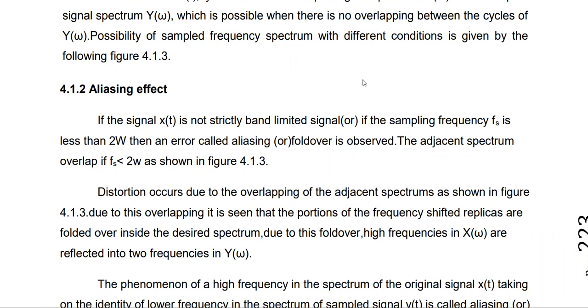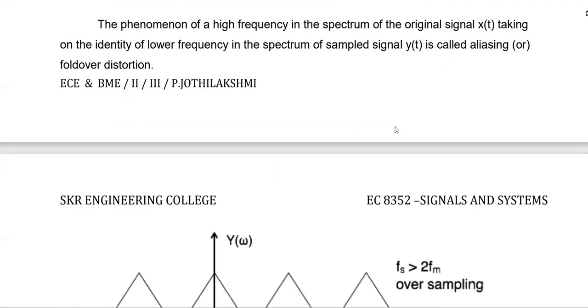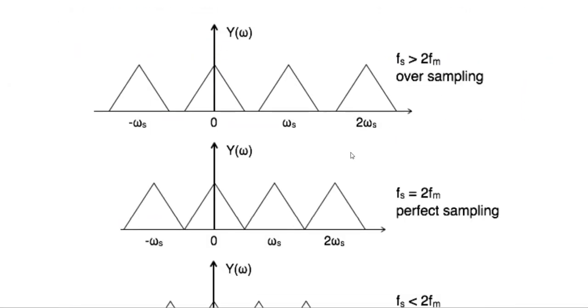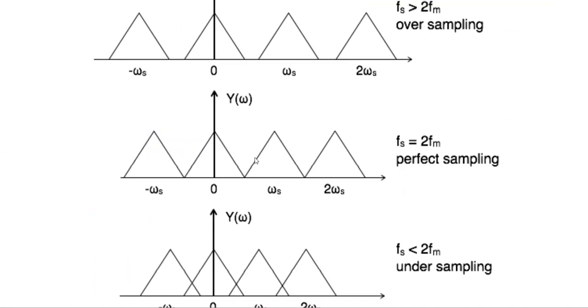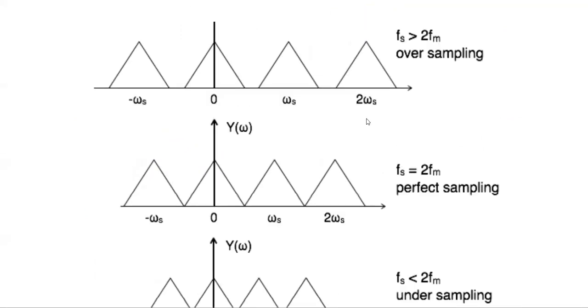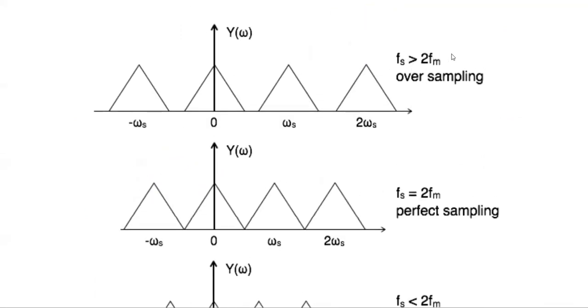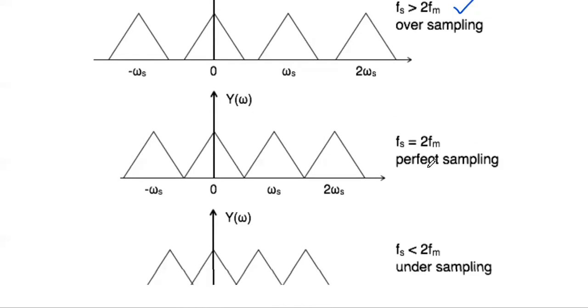If you want to study more about the sampling process, go to 4.1, the sampling process, in the signals and systems playlist. These are the spectra obtained for different sampling frequencies. In the first one, if fs is greater than 2 fm, we get a spectrum like this with no overlapping. If fs is equal to 2 fm, in this case also there is no overlapping.